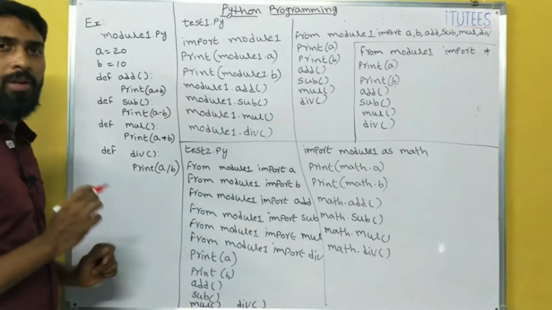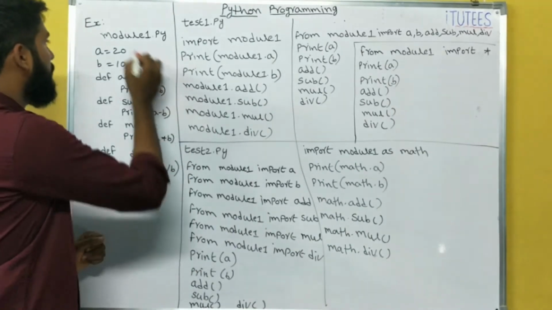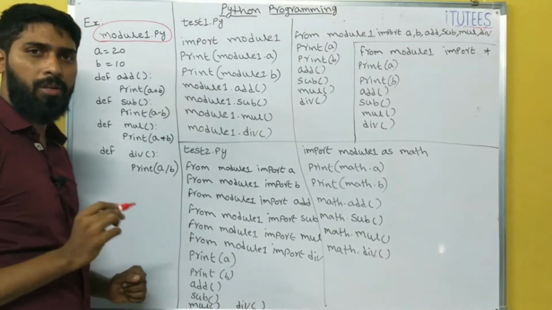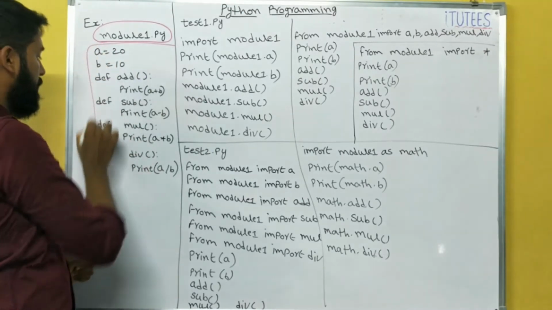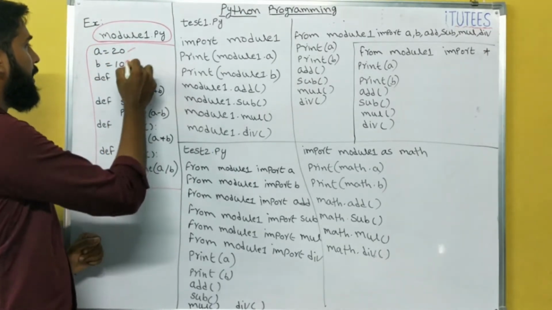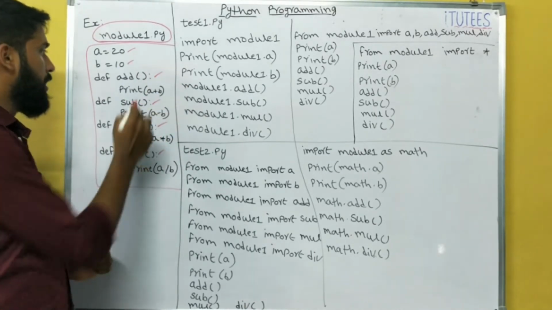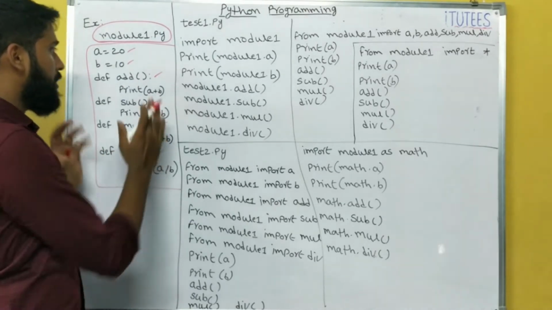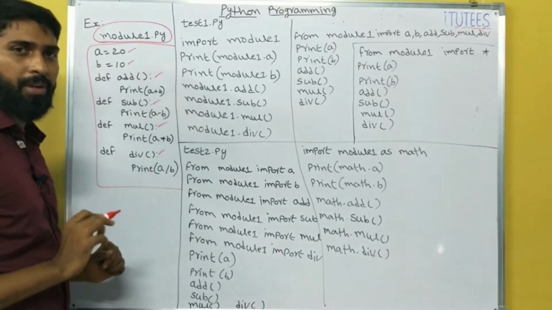This is the module I am defining. What is a module? A module is a Python file. This is the Python file I am calling module1.py. In that file I am going to store these members and functions. The members are A, B, and I am defining four functions: add, subtraction, multiplication and division. This is the one file I saved with the name module1.py.